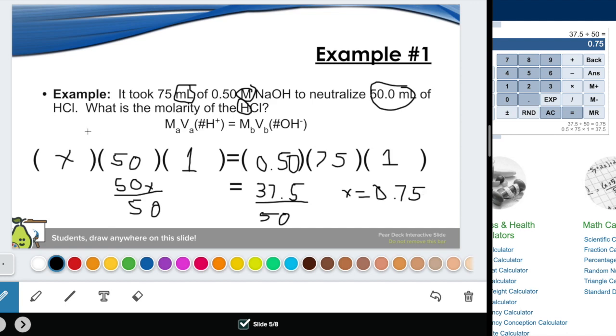And then we were looking for our molarity. That's what we were looking for, M. And the unit for molarity is M. So our answer is going to be 0.75 M. And that's going to be our concentration for hydrochloric acid. Okay? So we're going to do one more practice problem.